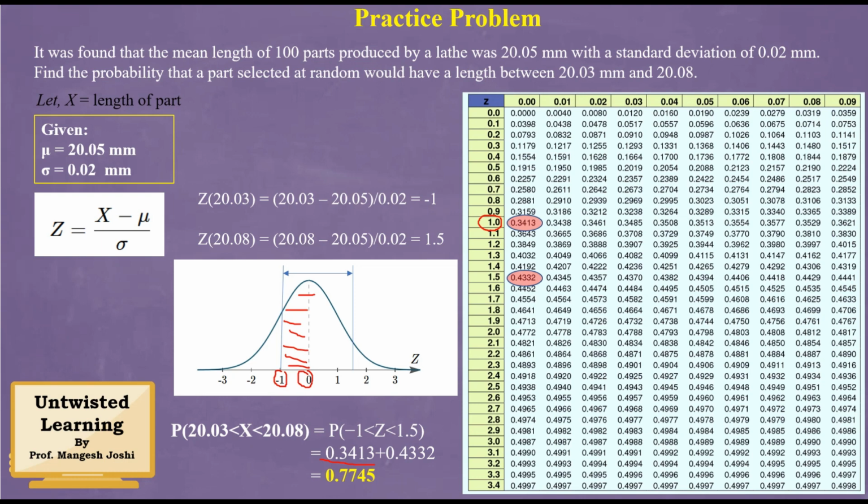Then the next value is 1.5. So next you have to calculate this region, right? Which is 1.5, means this value 1.5. So it is 0.4332. So the sum comes out to be 0.7745. So this is the probability that the length of the part will be between 20.03 mm and 20.08 mm. So in this way we can use this Z transformation.